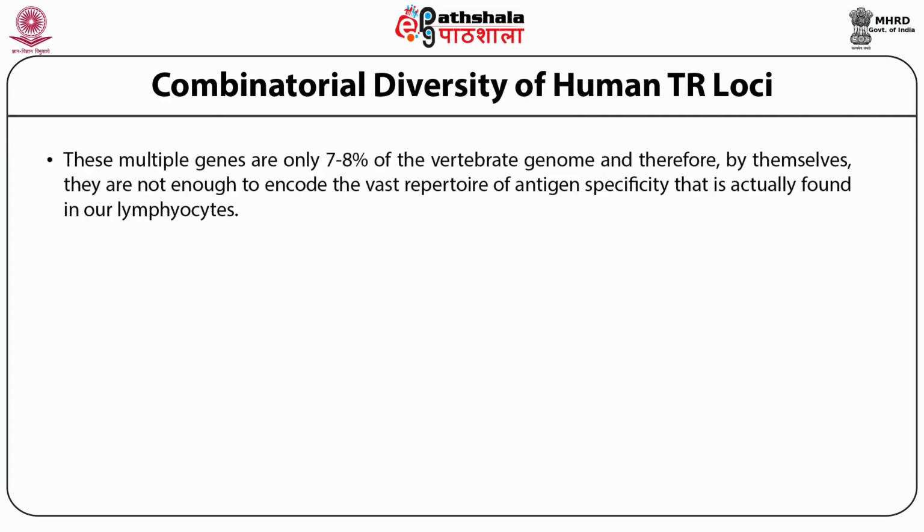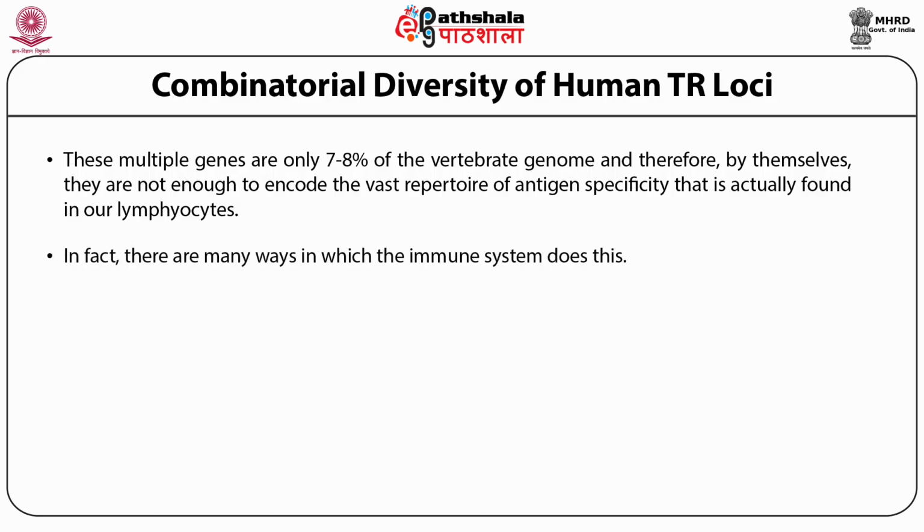So far, we have discussed that immune loci are composed of multiple genes, but these multiple genes are only 7 to 8% of the vertebrate genome, and therefore, by themselves, they are not enough to encode the vast repertoire of antigen specificity that is found in our lymphocytes. So how is the immune system generating so many antigen specificities?